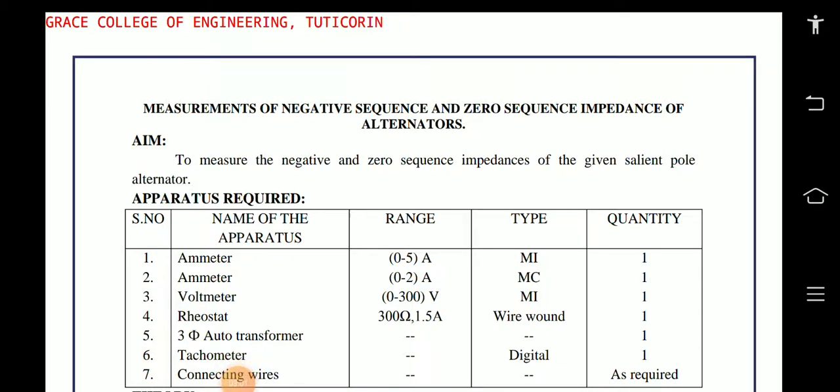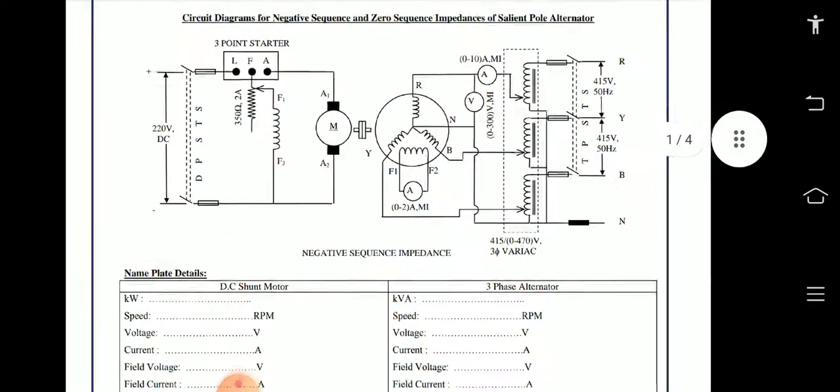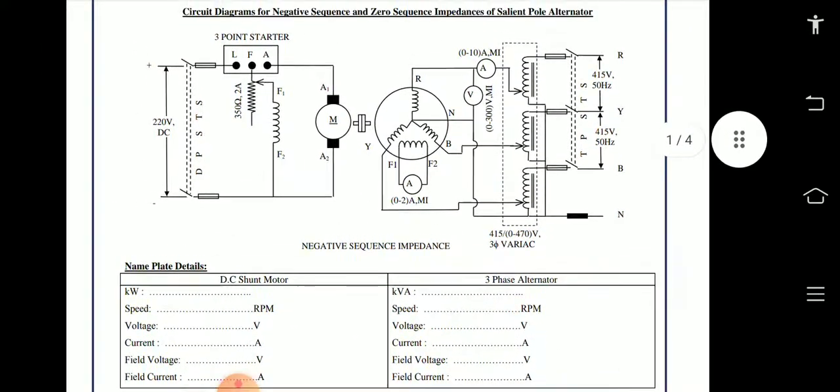So let me enter into the circuit diagram of the experiment. It consists of two parts: one is for our negative sequence and another is for our zero sequence. Let us consider what happens in our alternators related to negative sequence and zero sequence. When a synchronous generator is carrying an unbalanced load, its operation may be analyzed by symmetrical components.